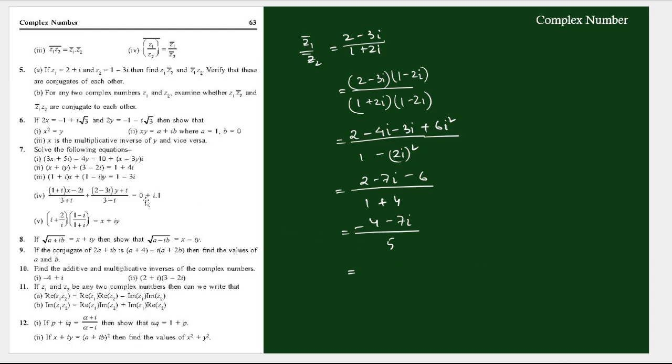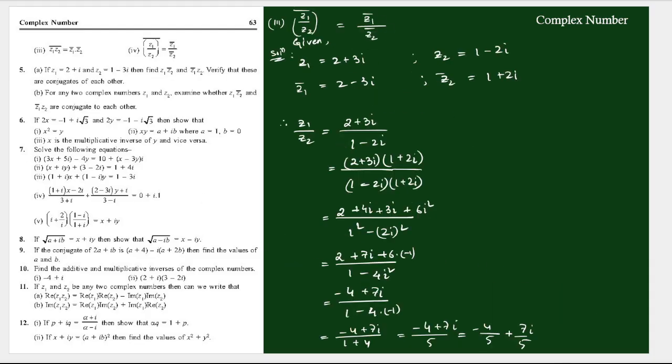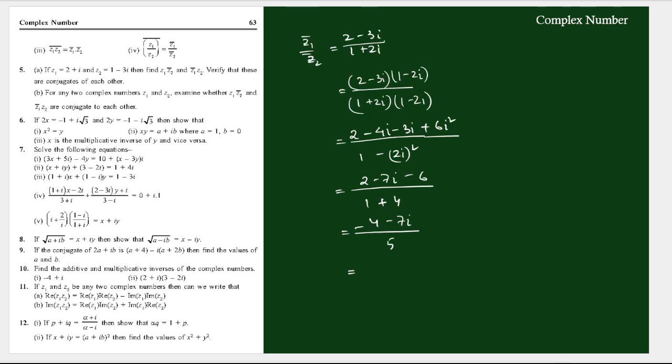Then 7 by 5. We are getting 7 by 5 here also. But here we got plus. Minus 4 by 5 plus 7. I think here it doesn't follow. Minus 4 by 5 minus 7 by 5i. So which is not equal.